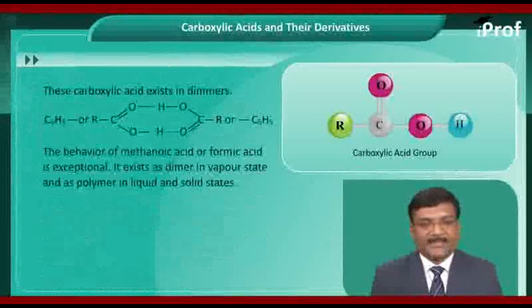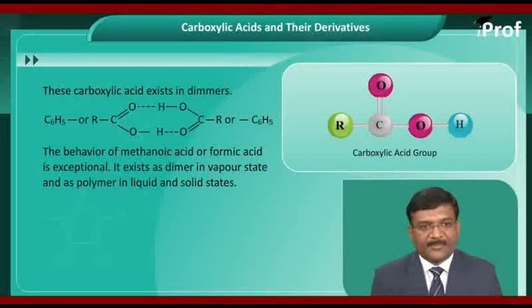These carboxylic acids exist as dimers. The behavior of methanoic acid, or formic acid, is very exceptional, and it exists as dimer in vapor state and as polymer in liquid and solid states.